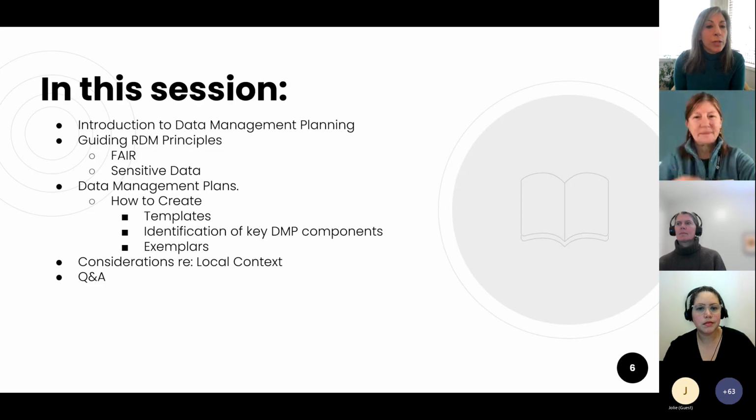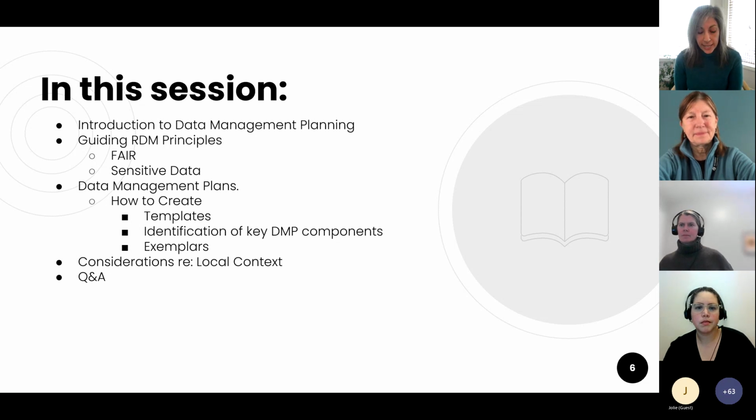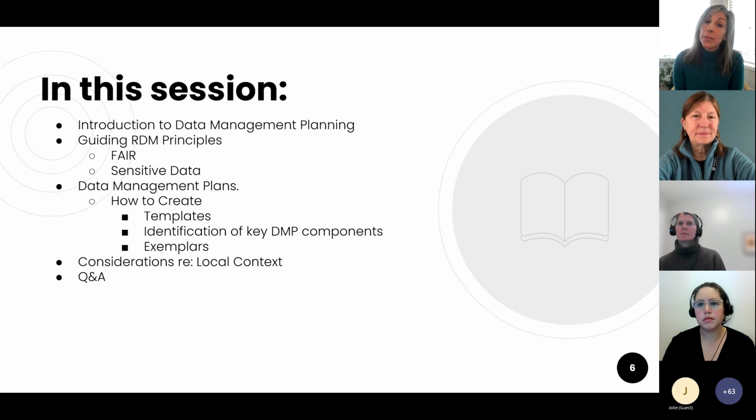So I am also going to mention what we're hoping to cover in this session. We're hoping to provide for you today, of course, an introduction to data management planning, as the title suggested. We'll be including some very important guiding RDM principles, including FAIR and how to address sensitive data. We will be talking about data management plans and showing you how to actually create one. And we'll do this by doing a live demo, showing you how to access templates, identify the key components of a DMP, and share a college-specific exemplar.